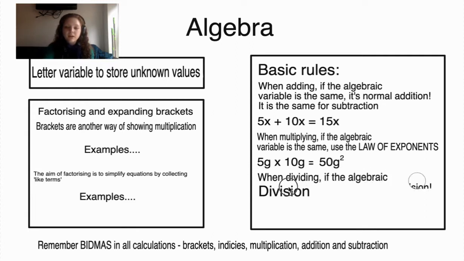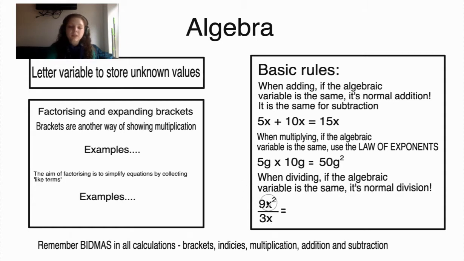And with division, it's normal division as well. So you've got, in this example, 9x squared over 3x. You've got the 9 divided by 3, which is 3. And you've got the x squared over x, which leaves you with x. And there's the factorizing and expanding brackets, which is a key concept that you will need to know.